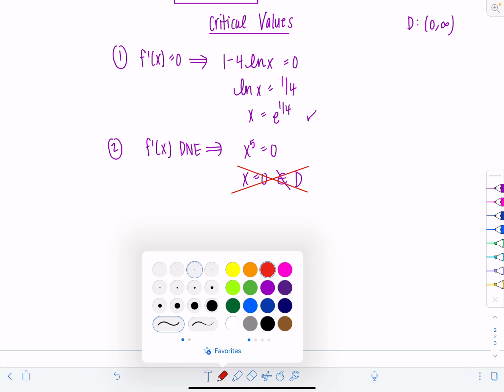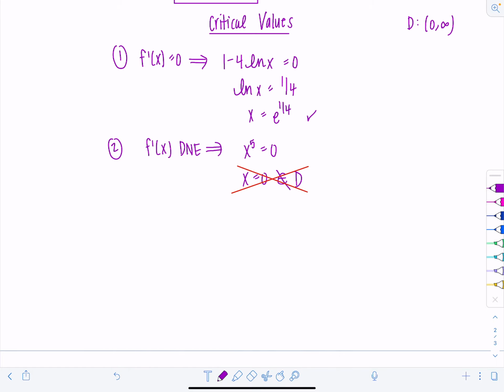Okay. So for your final answer, your critical value, you only have one. It's x equals e to the 1/4. All right. Good. So that's why it's super important to list out what the domain for your function is at the very beginning of the problem. That way, when you run into potential critical values that are not in the domain, you don't forget to throw them out.